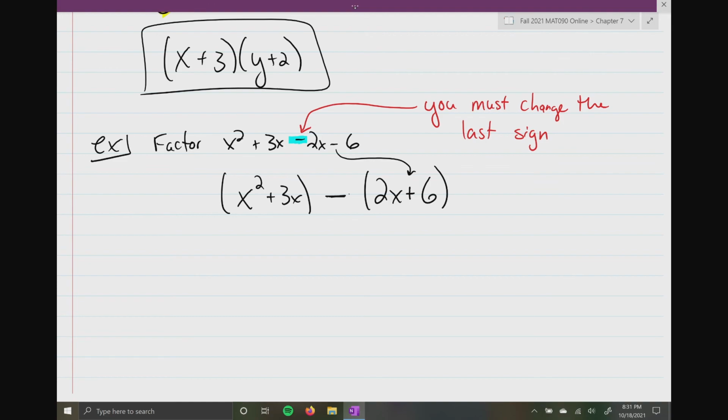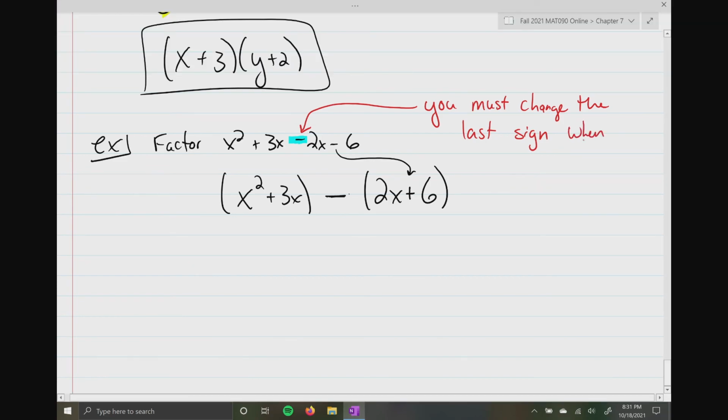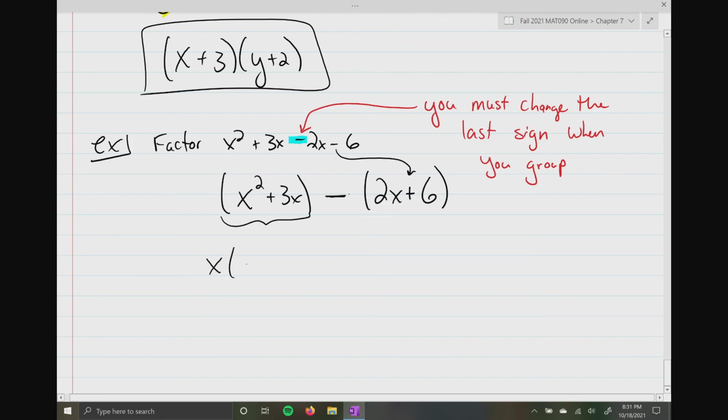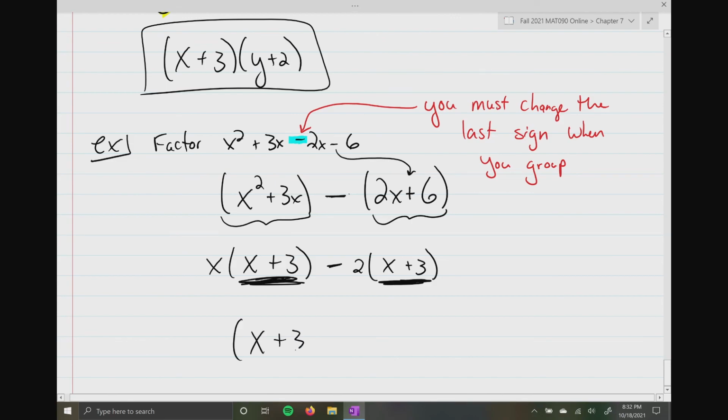I'm going to write a little bit more when you group. So now that we know that, watch what happens now. Mini GCF, I can factor out an X. Mini GCF, I can factor out a 2. And now notice the insides of the binomials match, X plus 3. So I factor that out. And whatever is left over, in this case, it's going to be X minus 2. Goes in the second set of parentheses, and that's it.